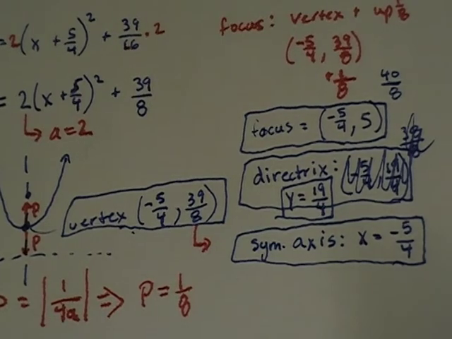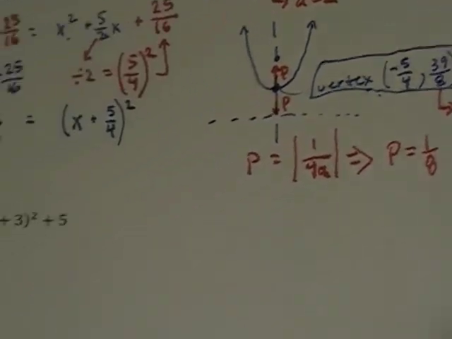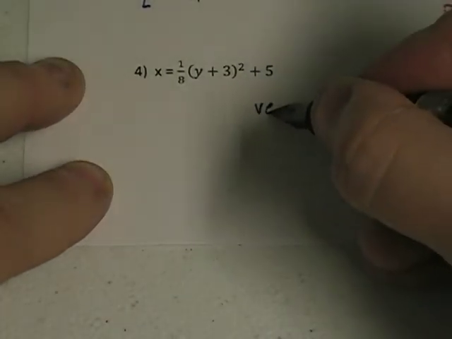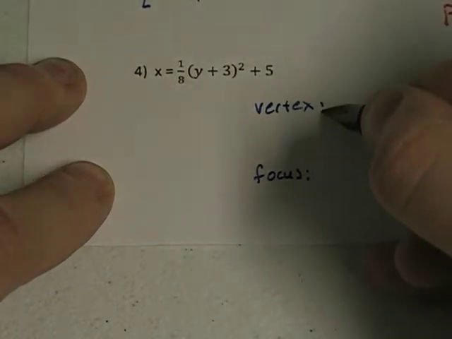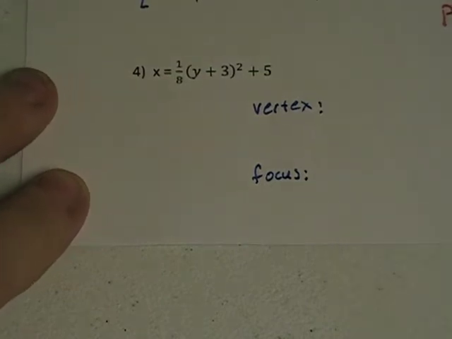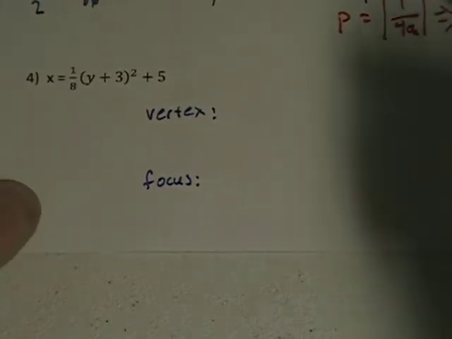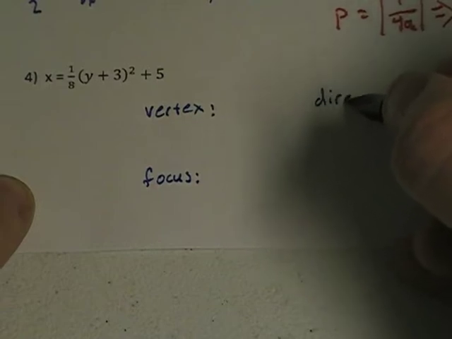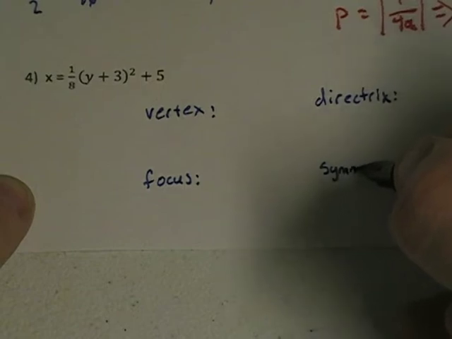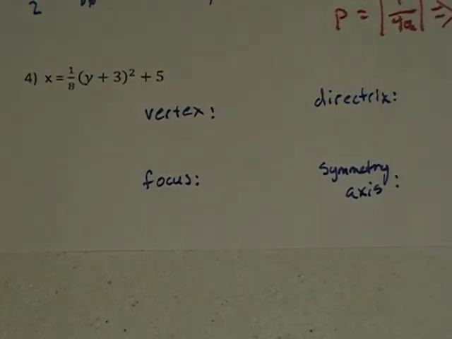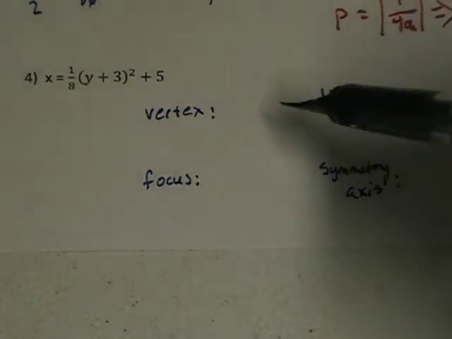I'm going to do one more just to add to this. So one more question here. The same questions. I want you to find the vertex. I want you to find the focus. I want you to find the directrix. And I want you to find the axis of symmetry. Okay, so find these 4 things given this equation.